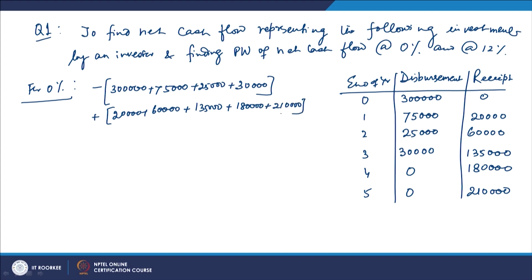So, this is your receipt, and if you add them, the disbursements come to 4 lakh 30,000, and the receipts come to 6 lakh 5,000. Basically, if you take the summation, it comes out to be 175,000. So, this is your net present worth value of this cash flow if the interest rate is taken as 0%.